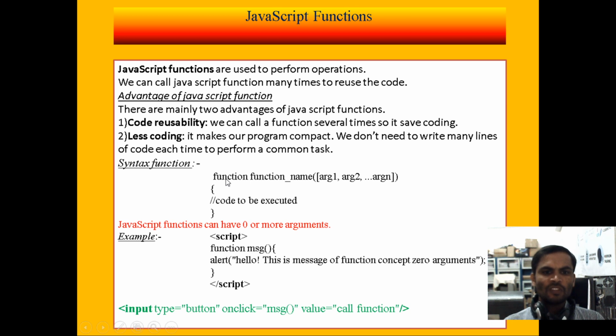Syntax for a function: function name, then arguments. We can declare more than one argument. If you are not declaring arguments, we call it a 0 argument function. Under JavaScript, we can declare n number of arguments. So to define a function, we have the function name, then arguments, either 0 or n number, then opening and closing braces.